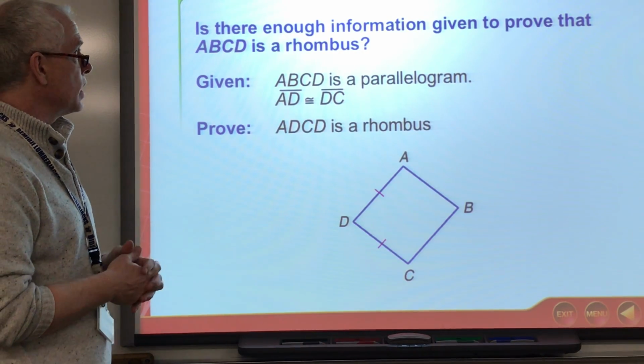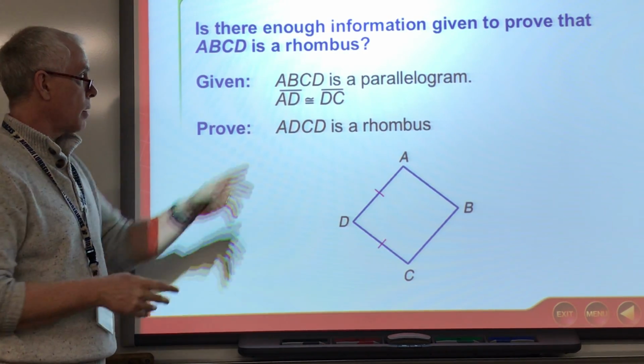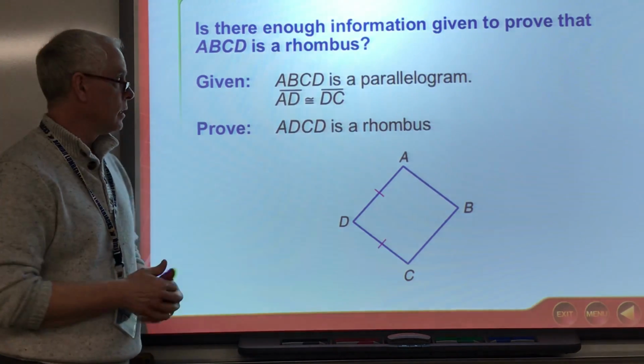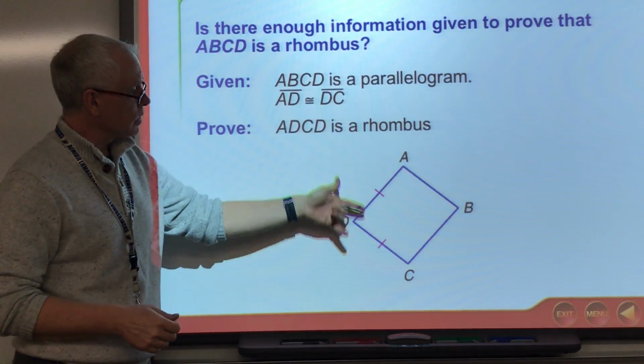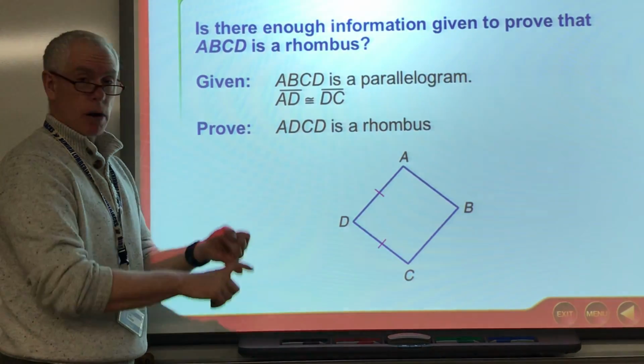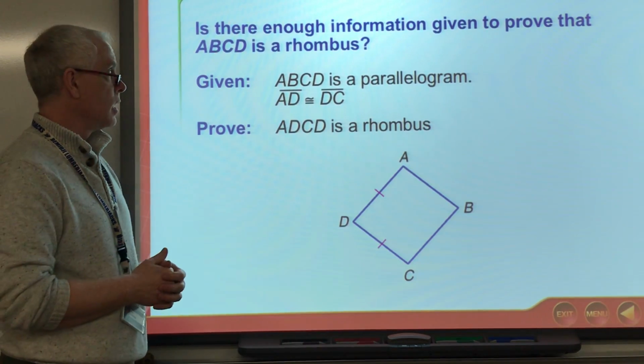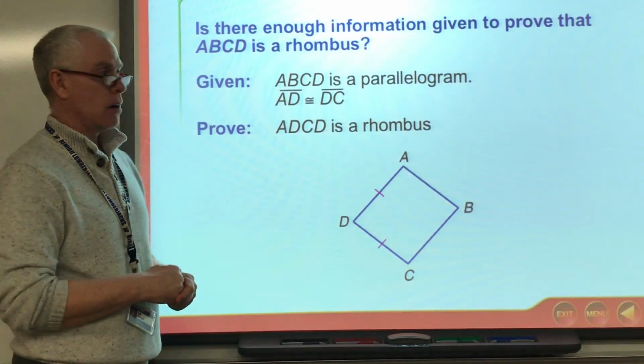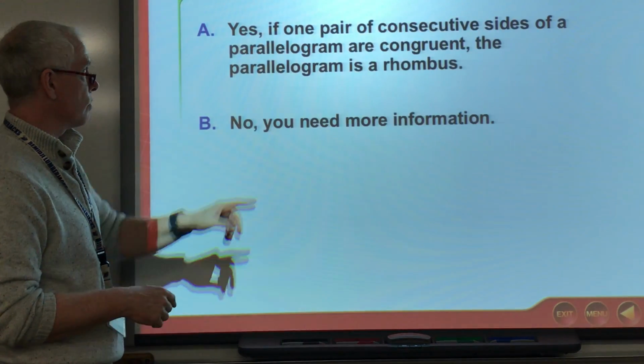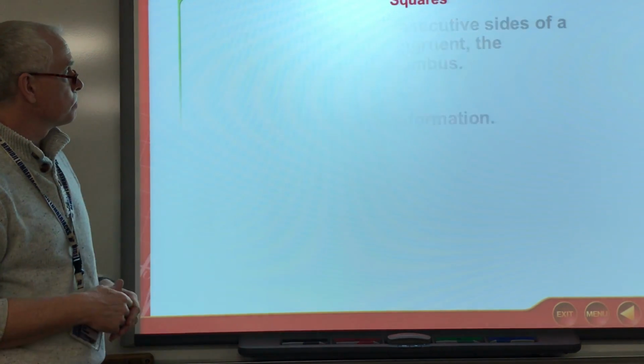Okay, is there enough information to prove that this is a rhombus? So I'm given it's a parallelogram, check. And I'm given some sides congruent. Well, we had a theorem that said in a parallelogram, if the consecutive sides are congruent, which is what we have, then we do have a rhombus. And so yes, I think we do have enough information here.